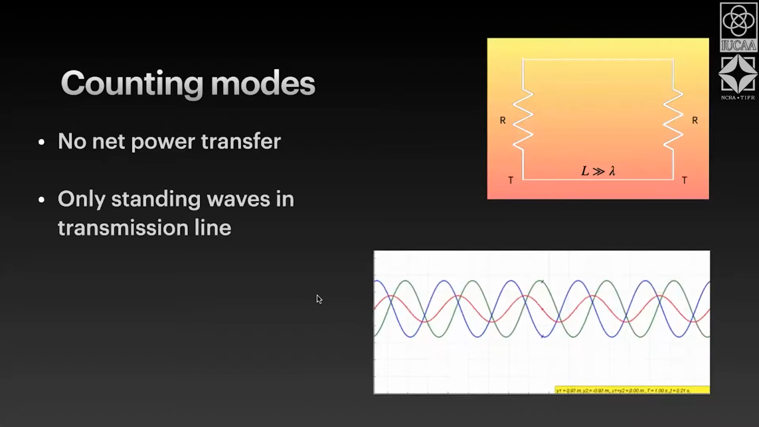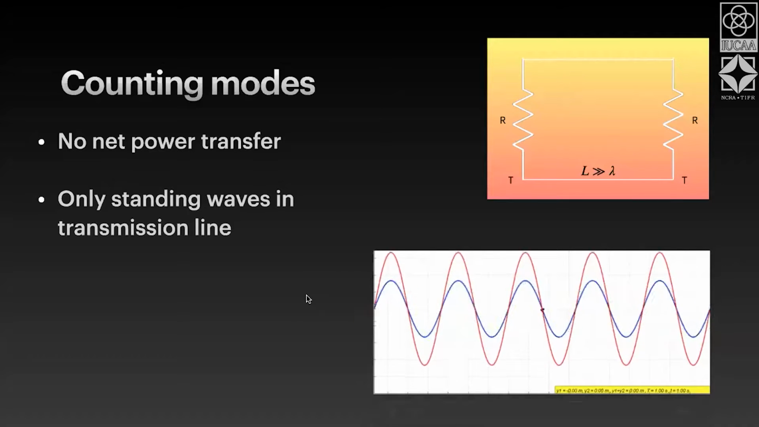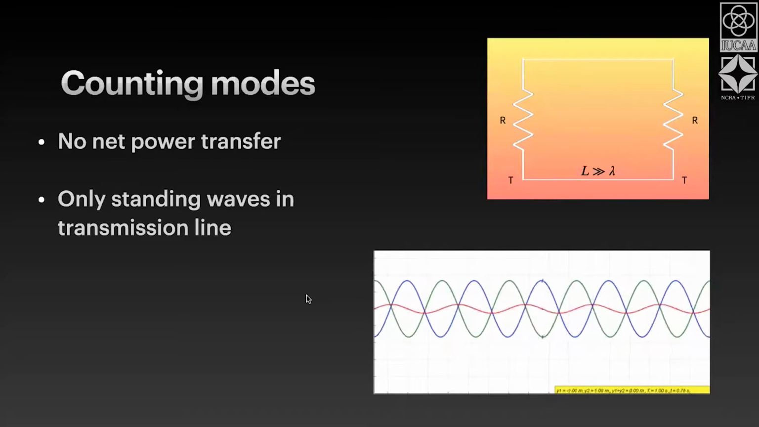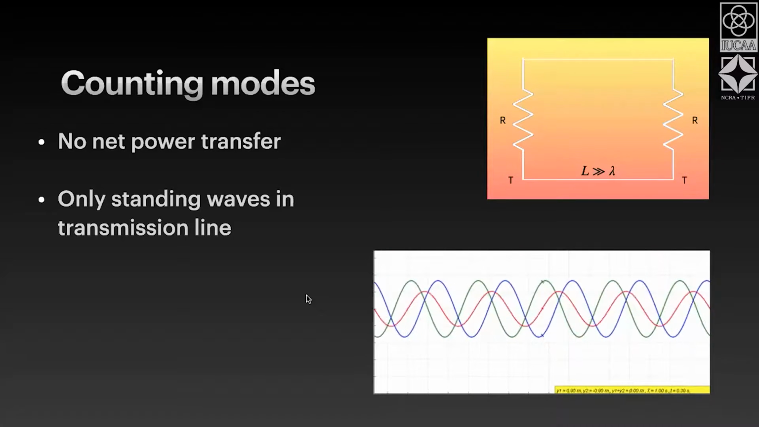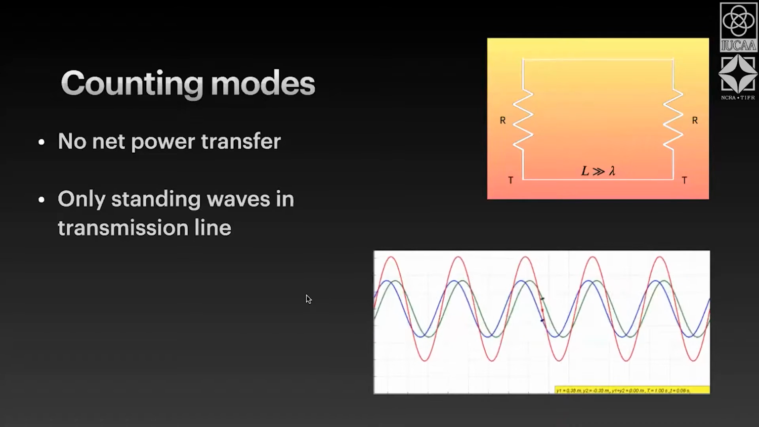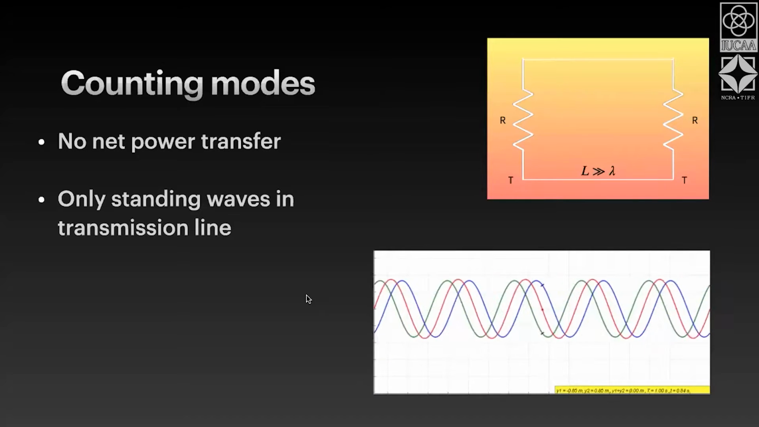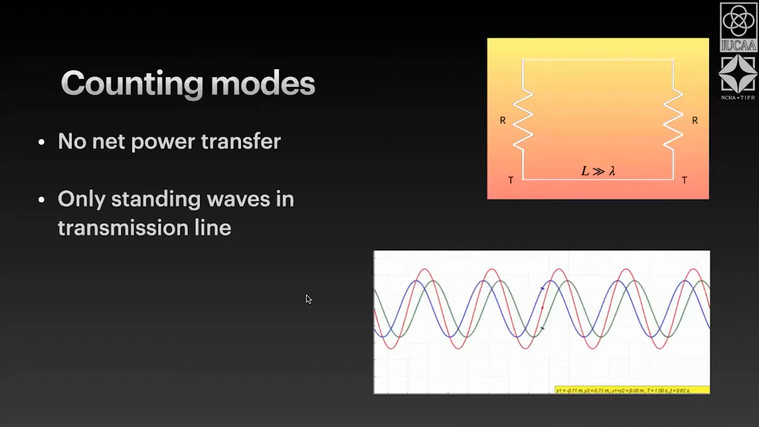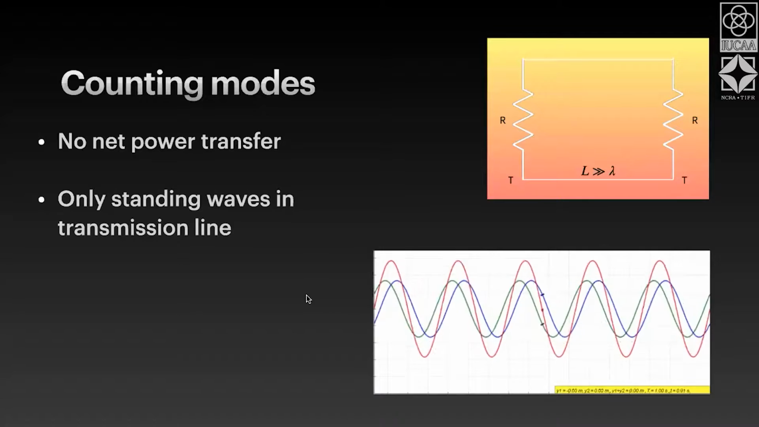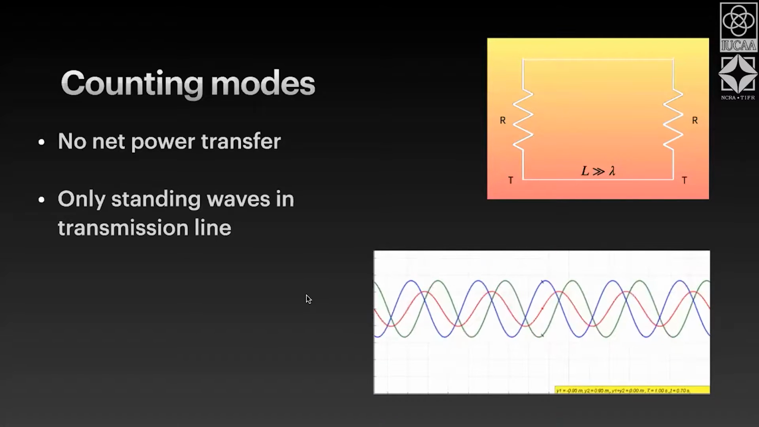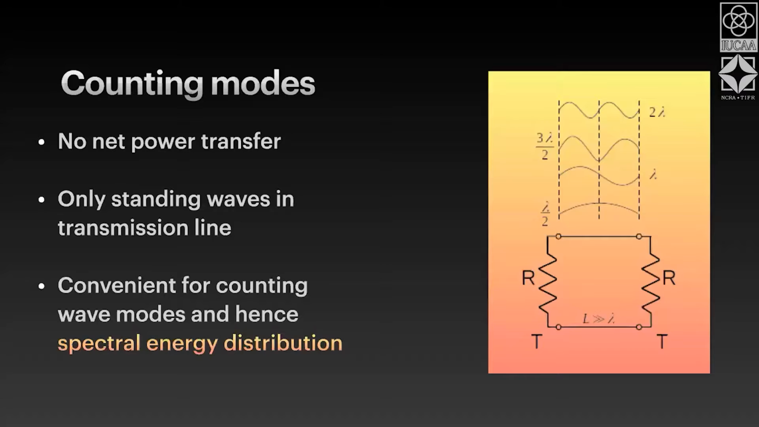And what we'll have in the transmission line is essentially standing waves. Standing waves are created when oppositely moving waves of equal amplitude and equal frequency combine. It's just a tool that allows us to actually enumerate the energy distribution in different modes that exist inside a transmission line. That's why we are going about this particular experiment. So we focus on the transmission line. We know there's no power transfer, so the only energy distribution is in the standing waves in the transmission line.